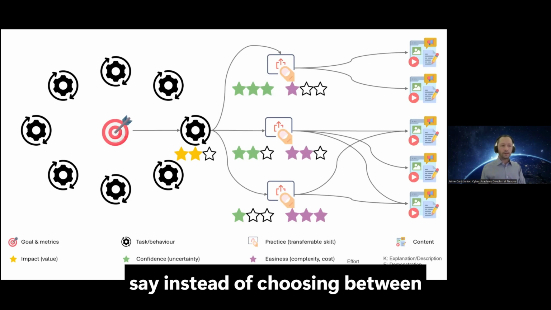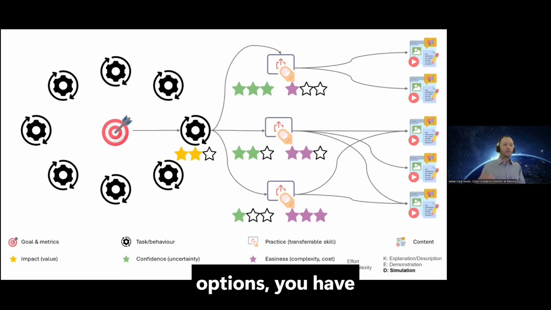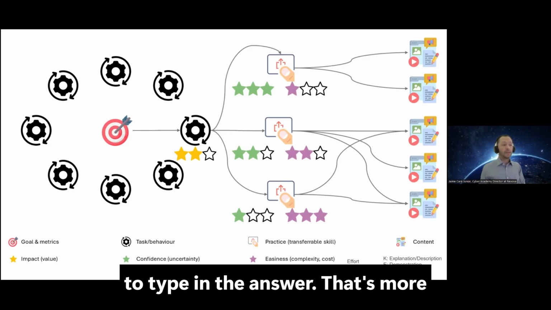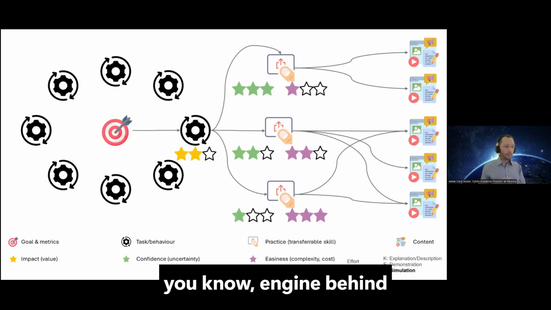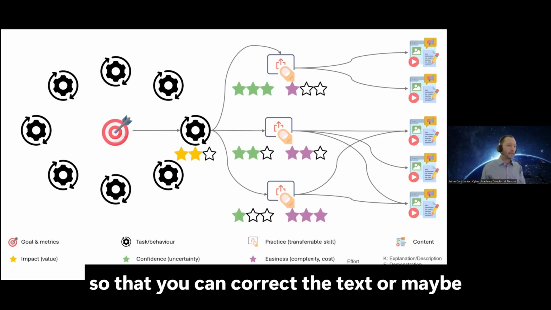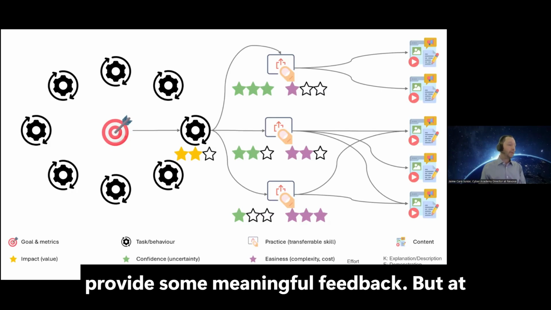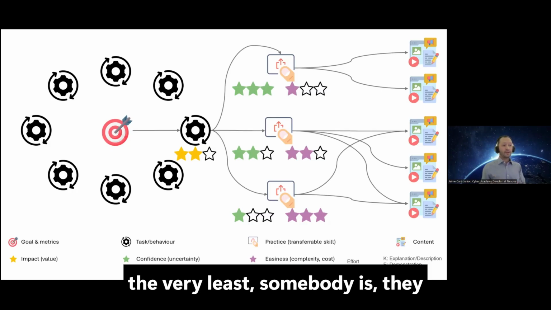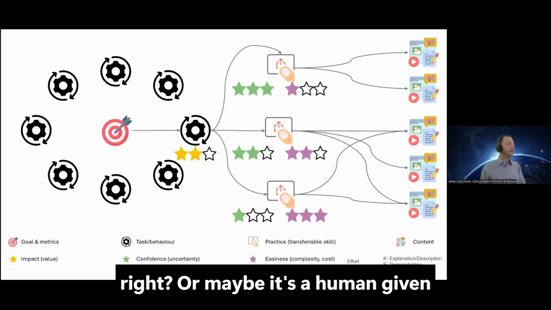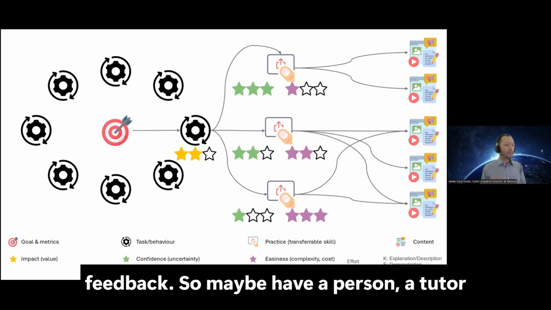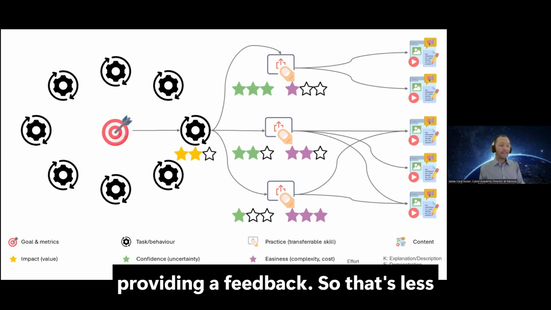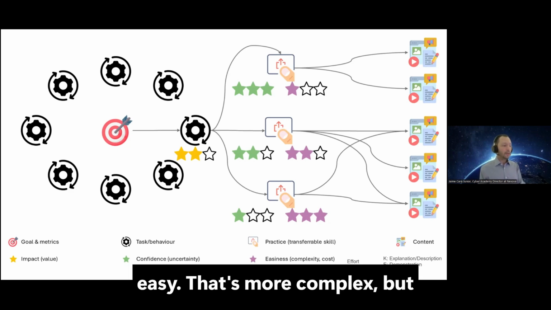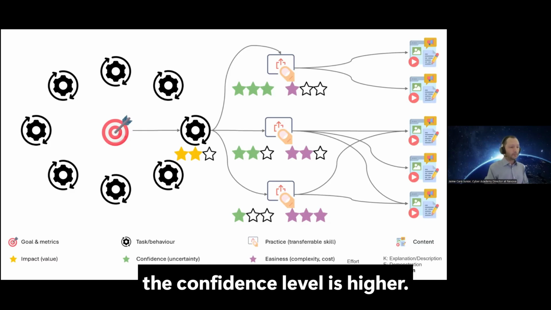Let's say instead of choosing between options, you have to type in the answer. That's more complicated, right? Because then maybe you have to have an engine behind it so that you can correct the text, or maybe provide some meaningful feedback. But at the very least, they have to actually write their response, right? Or maybe it's human-given feedback. So maybe have a person, a tutor, reviewing all the answers and then providing feedback. So that's less easy. That's more complex, but the confidence level is higher.